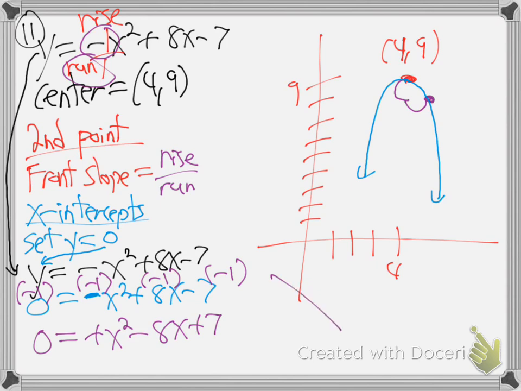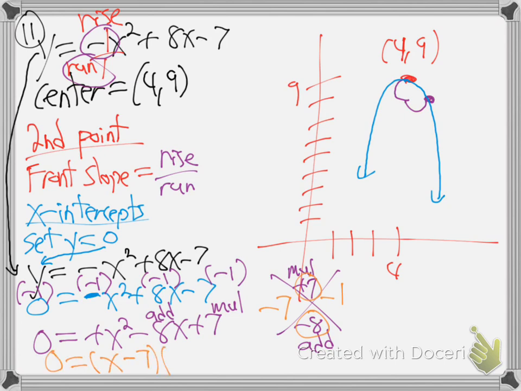So let's factor. We'll do the diamond. I'm looking for what multiplies to be 7, adds to be minus 8. Multiplies to be plus 7, adds to be minus 8. What two numbers do that? What times what is 7? Well, 7 times 1. How can they make minus 8 if both are negative? Both negative add to be negative 8, and they multiply to be plus 7. So that's x minus 7, x minus 1. And so you know what to do from here, right?